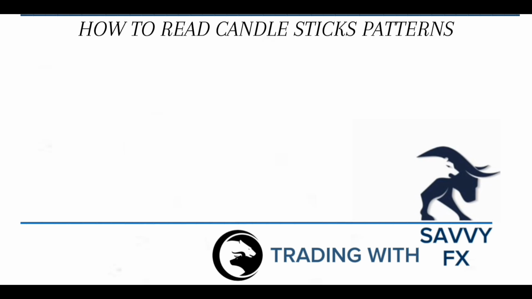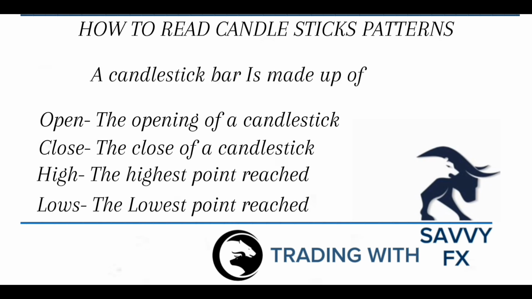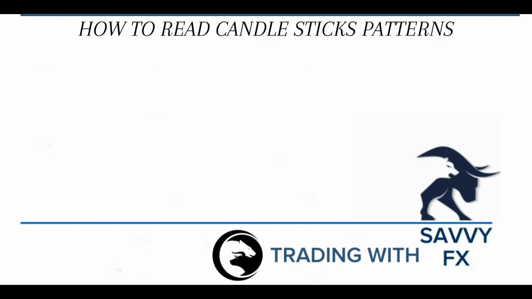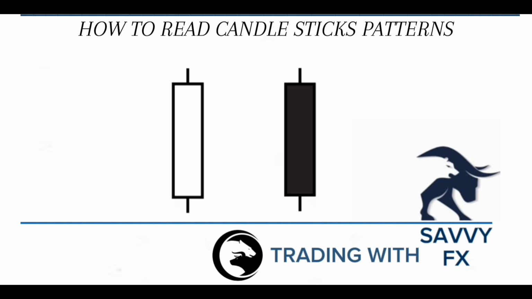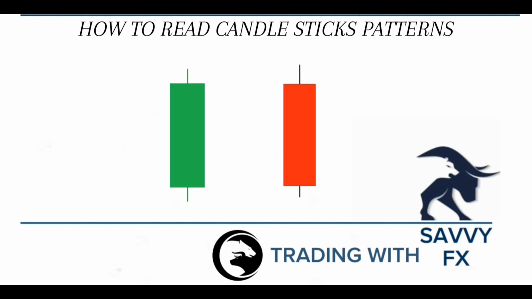How do you read candlestick patterns? As we said earlier, a candlestick chart is made up of the open, close, highs, and lows of a session. Candlesticks are typically displayed in two main colors, green and red, or sometimes black and white. You can customize the colors to your liking, but green and red are the most common.